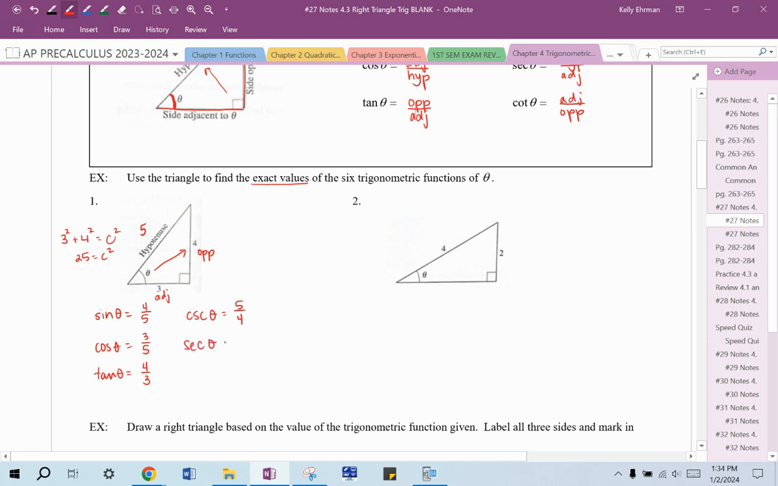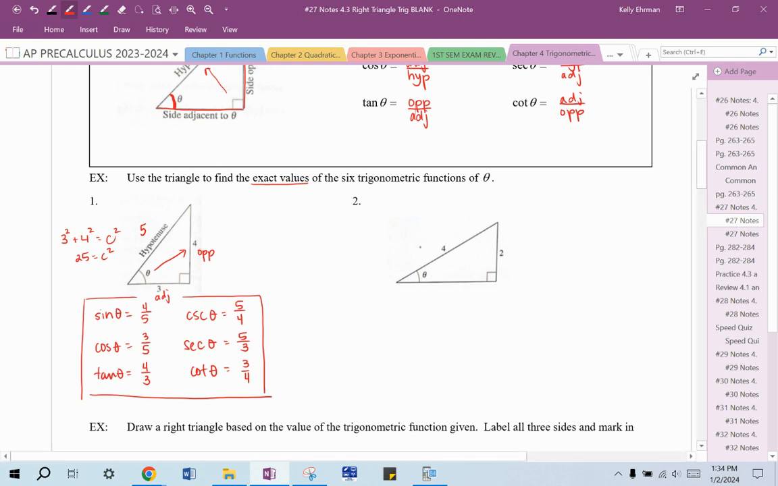Secant of theta is 5 over 3. And cotangent of theta is 3 over 4. So those are my 6 trig functions. You do have to write the trig function part. It's not good enough just to list out 4/5, 3/5, 4/3, because that doesn't tell me which trig function goes with which number. We have to reduce fractions and simplify radicals.